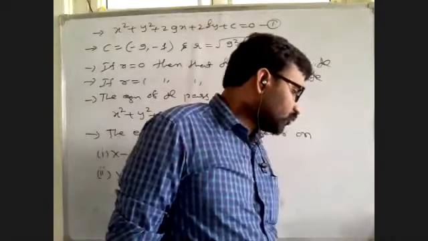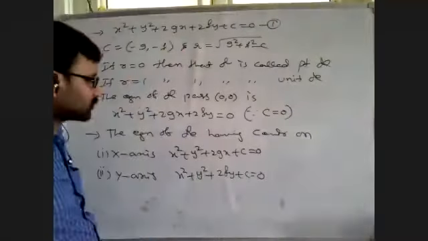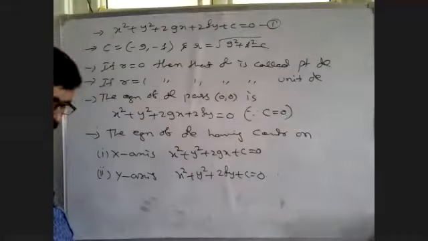Next, two or more circles are said to be concentric.